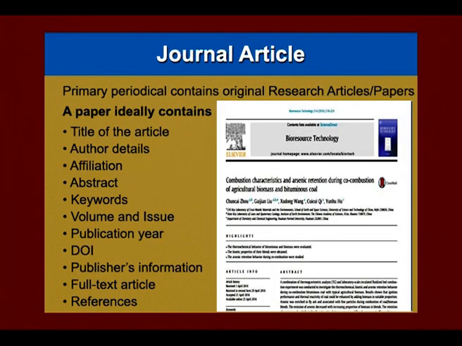In a journal article, you will find the title of the journal, then the issue, volume, etc. You will find the article title, authors, their affiliations, abstracts, keywords, volume, issue, publication year, everything in a journal article. There is also the DOI, the document object identifier, which is a specific number for that particular article. You will find the publisher's information, and this is only the front page I am showing. If you go on, you will find the full text article, and at the end of that, you will find references as well.